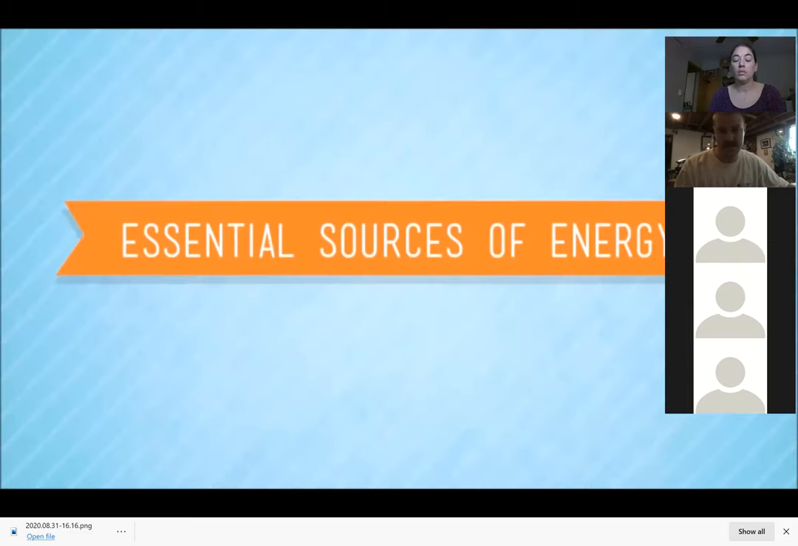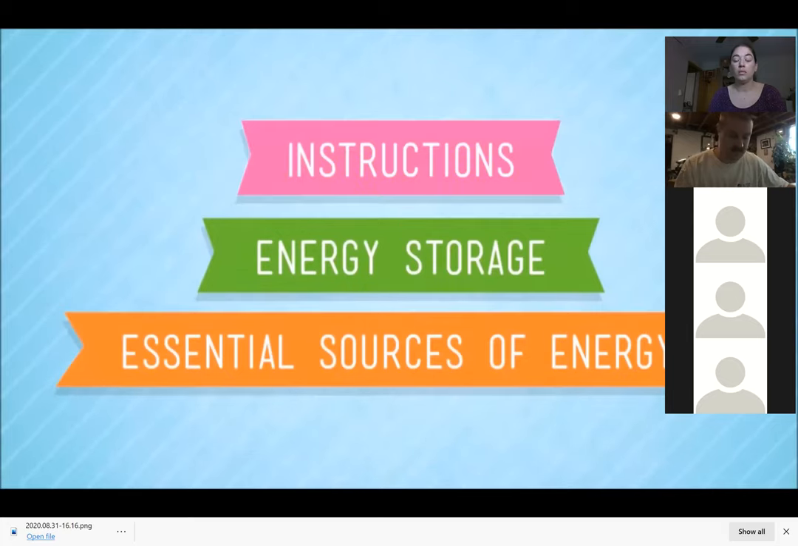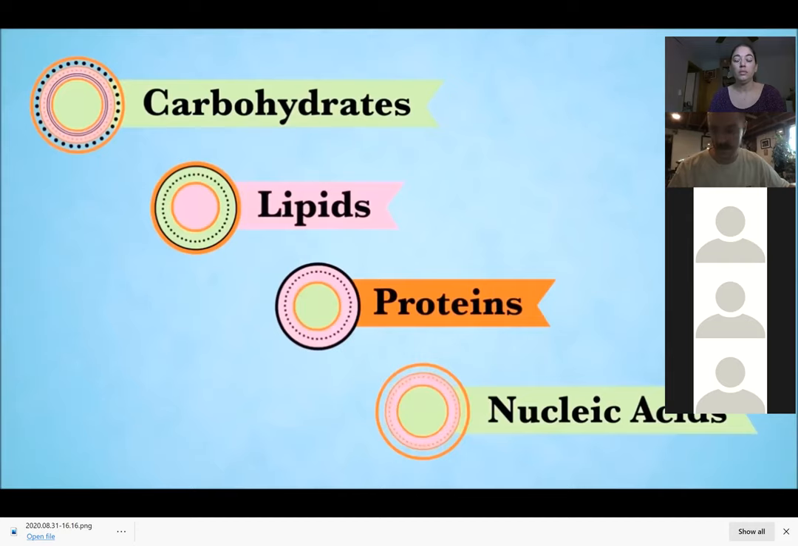They are essential sources of energy. They are the means of storing that energy. They are also the instructions that all organisms use to be born, to grow, and ultimately pass those same instructions on to the future generation. They are the ingredients for life. And we call them the carbohydrates, the lipids, the proteins, and the nucleic acids. And today we're just going to be talking about the first three.